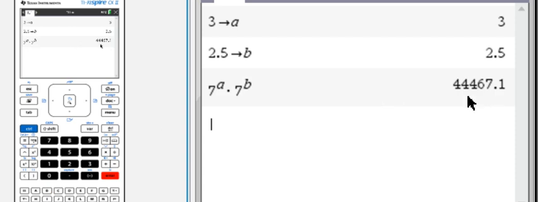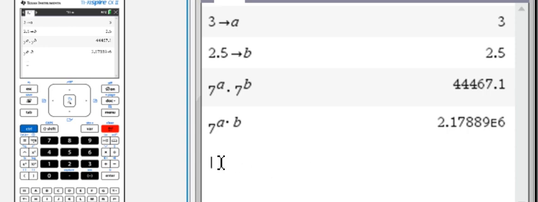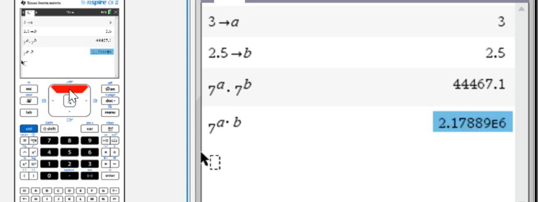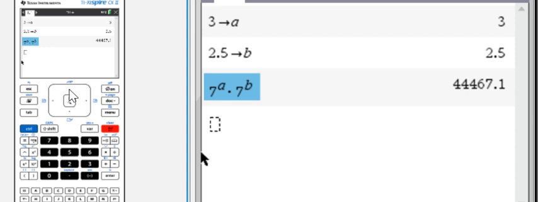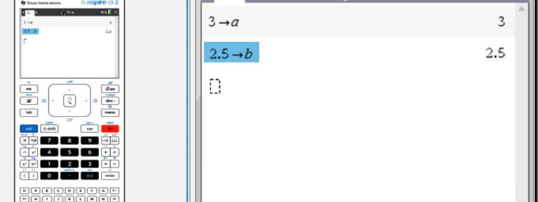Now 7 to the a times b. And notice these numbers aren't even close. So yeah, I didn't get the right answer yet, but what I did was verify that this is not the right answer, so I can get rid of it.